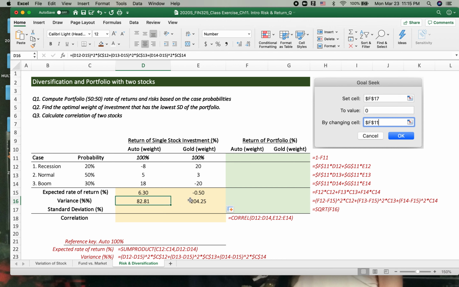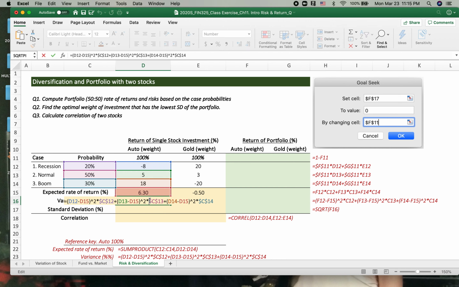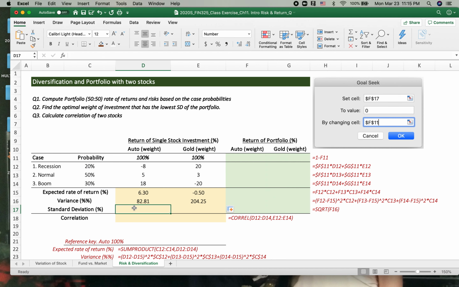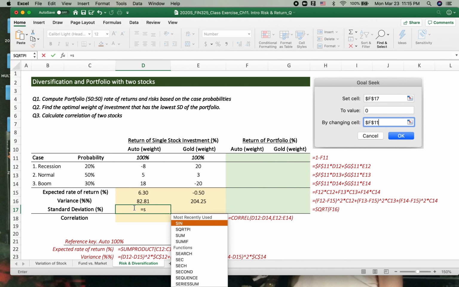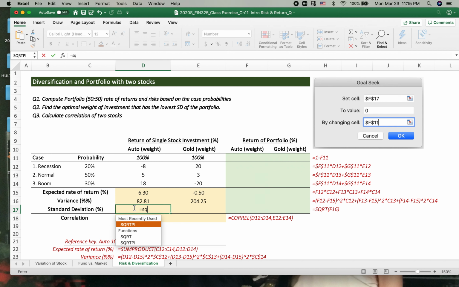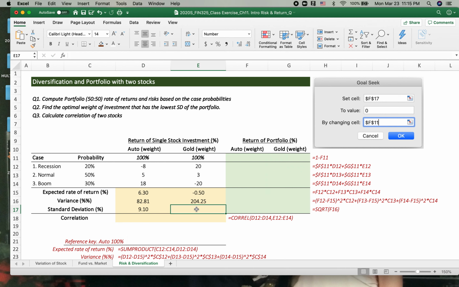We understand that the variance of gold is greater than the variance of the auto stock, but it shows the percentage and percentage times the percentage, because we multiply this distance to the power of 2. So the standard deviation gives us more sense. So standard deviation, how to get it? The square root of this variance.